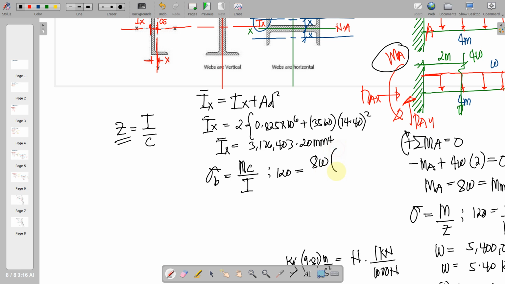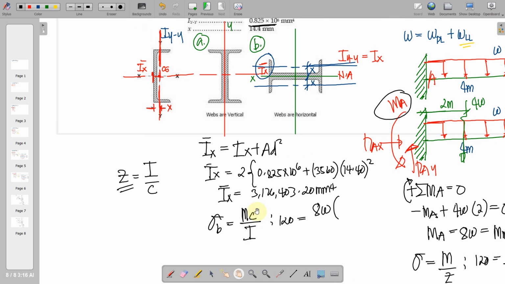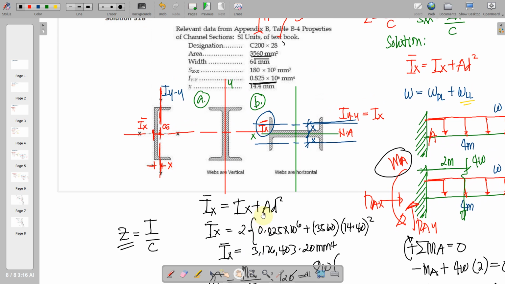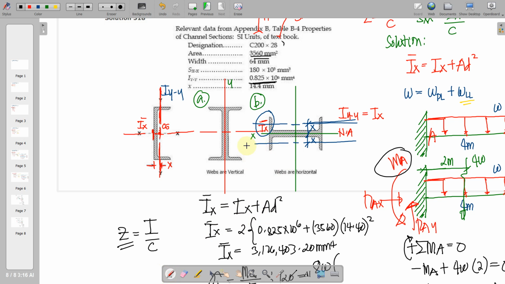equivalent to 8W, and the C, or the farthest distance from the neutral axis. What would be that one? So if you investigate here, this is our neutral axis, and the farthest distance from the neutral axis would be the width itself. Okay, this is actually the width, 64 mm. So that is 64 millimeter. So this is the neutral axis. This is the outermost fiber, or the extreme fiber, that is equal to 64.